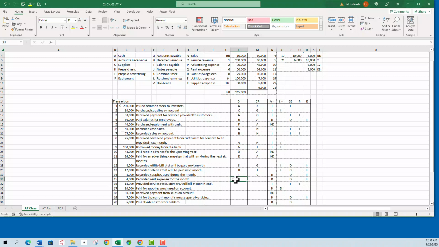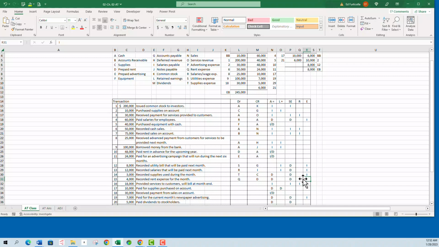Rent expense is an expense that's increasing, so we will debit Q. Prepaid rent is the asset that we recorded previously. It's decreasing because we've used 1 month up. So we're going to credit the letter D. On our accounting equation, you can see that our asset goes down or decreases, and so does stockholders' equity. Stockholders' equity goes down again because rent expense is an expense, and that causes a decrease in stockholders' equity.